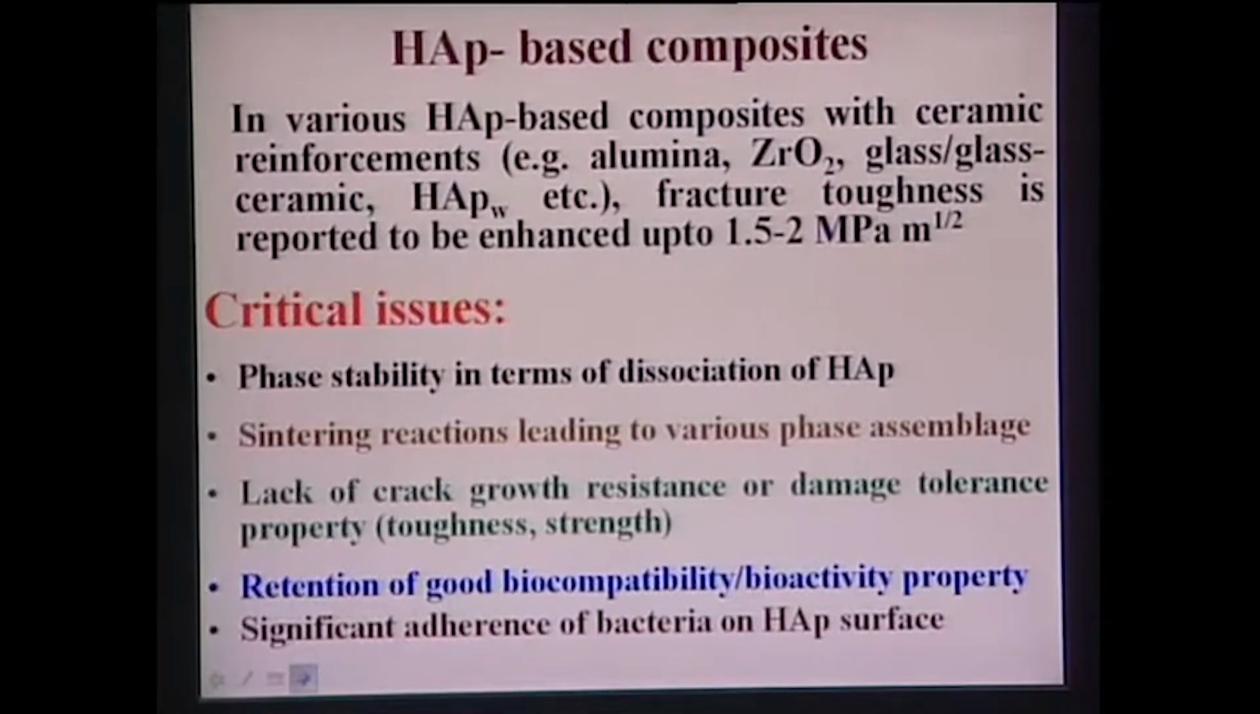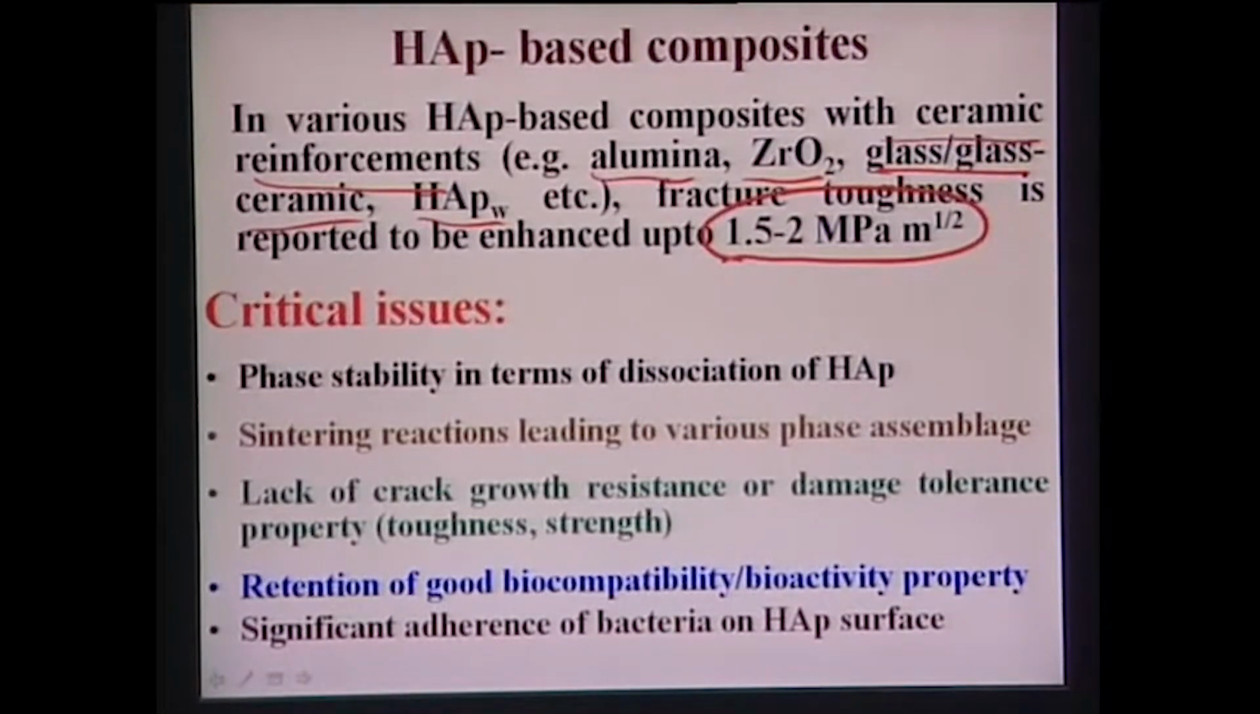Now, in various hydroxyapatite composites, particularly with ceramic reinforcements like alumina, zirconia, glass or glass ceramic or hydroxyapatite whiskers, fracture toughness is reported to be enhanced up to 1.5 to 2 MPa square root meter. Because, as you have noticed, in the last to last slide I mentioned that hydroxyapatite fracture toughness is less than 1 MPa square root meter.